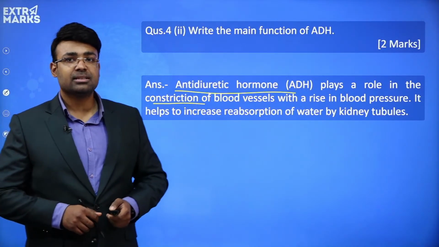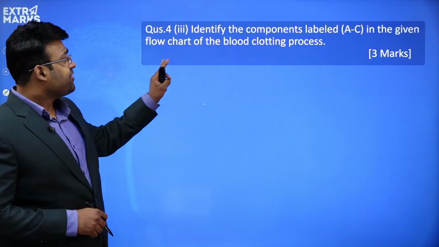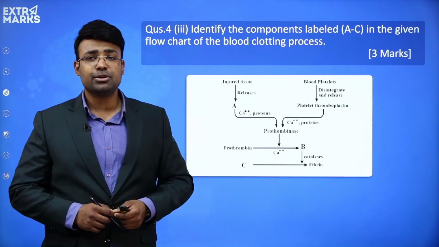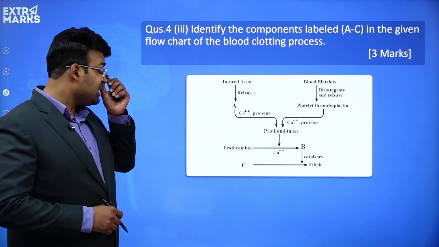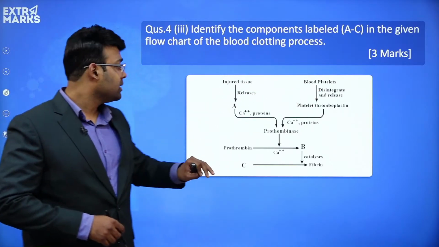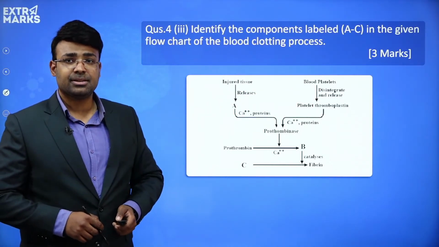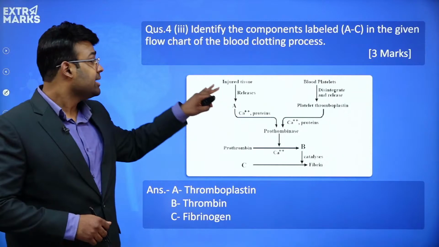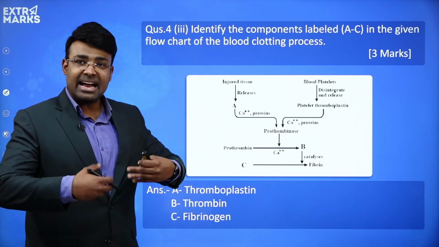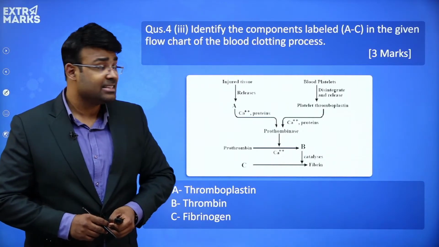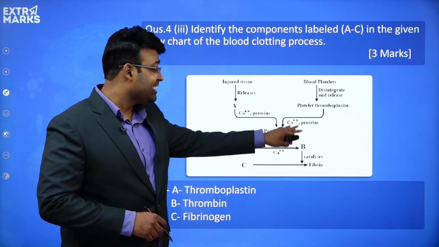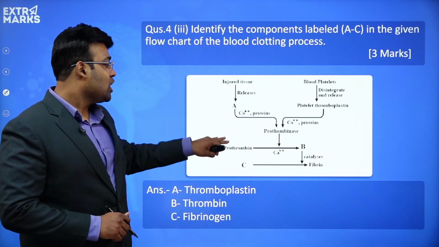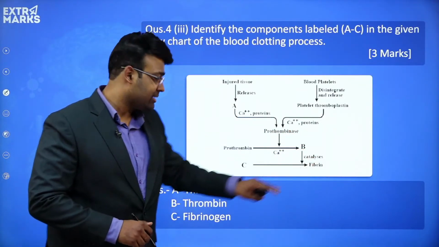Now it's time to discuss the other questions. Identify the components labeled. Here you can see, everyone, this is the chart showing the blood clotting. The injured tissue is there, blood platelets are there. What is the first component that is going to be released? It is the thromboplastin. This thromboplastin will activate an enzyme called thrombokinase. This thrombokinase, which can also be called prothrombinase, will help in the activation of prothrombin into thrombin here.